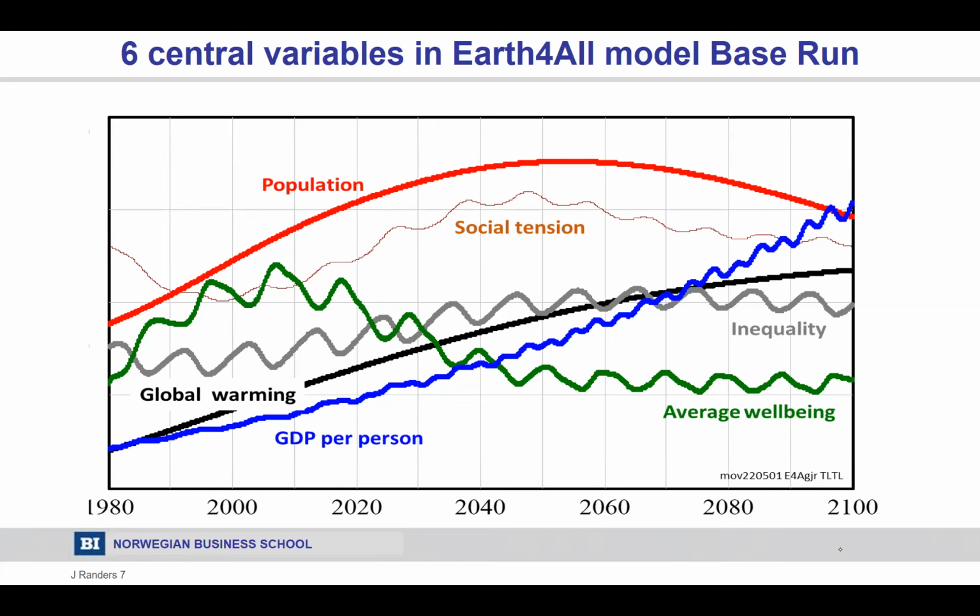You see the population growing, peaking, declining. You see the GDP per person continuing throughout. You see global warming, the black line, the world getting warmer and warmer throughout the whole period. You see inequality, the gray line, increasing, but with a 10-year oscillation, which is the fight between the owners and the workers. This is the Marx growth cycle, for those of you who know your history. And then there is the green line, which is the average well-being, the well-being of the majority, which grew over the last 40 years.